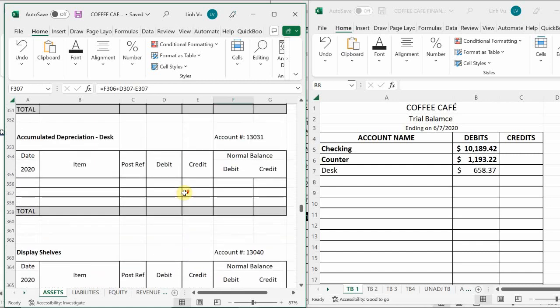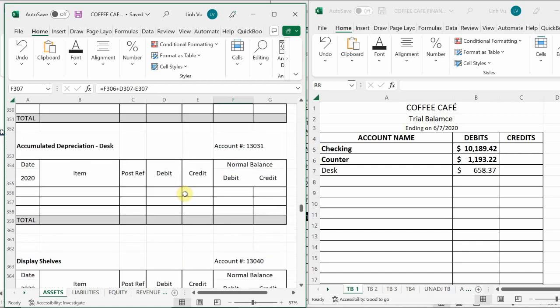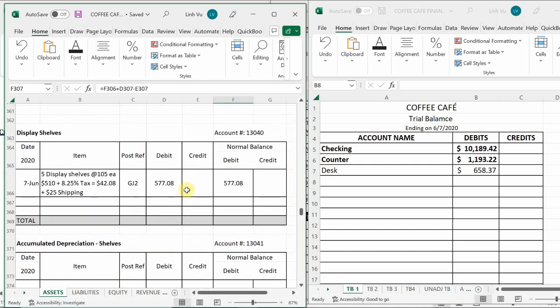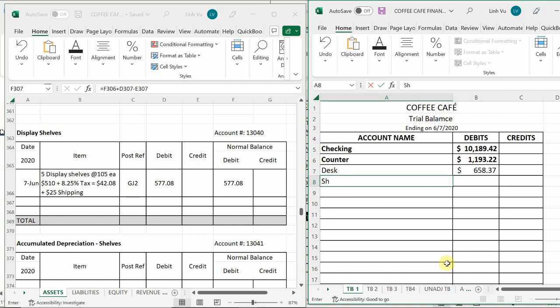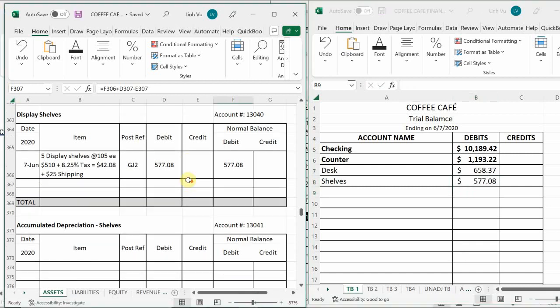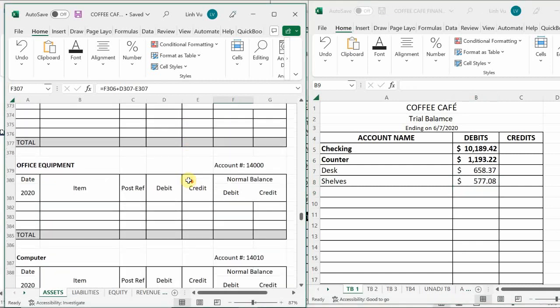Okay, accumulated depreciation. We haven't even talked about accumulated depreciation yet. So in this case, that won't ever be touched until we reach the end of the accounting period when we do our adjustments. Next one I have here are my display shelves. So in this case, I'm just going to put shelves. We get the point. And in this case, for $577.08. Okay. Let's see what's next.